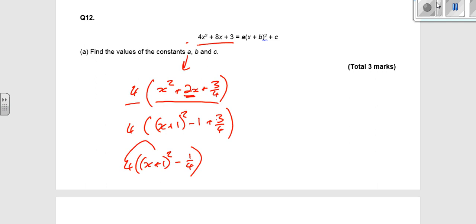And then we multiply by the 4. So we're going to do 4 lots of this and 4 lots of this. So that equals 4 lots of x plus 1 squared. 4 lots of 1/4 is going to be minus 1. And that's it.